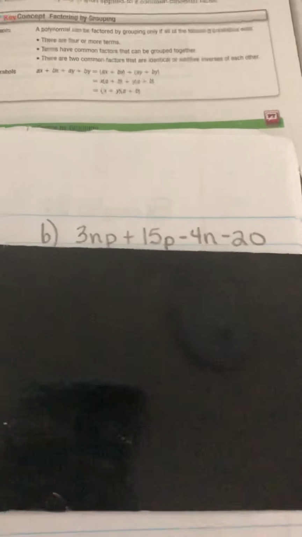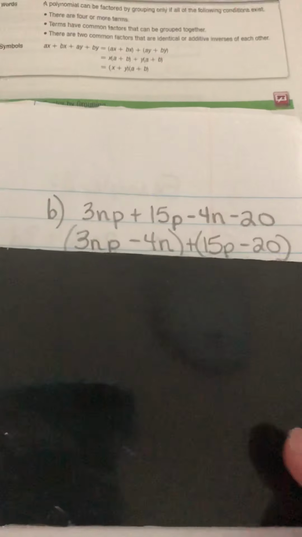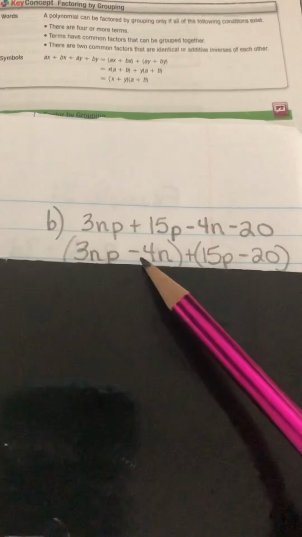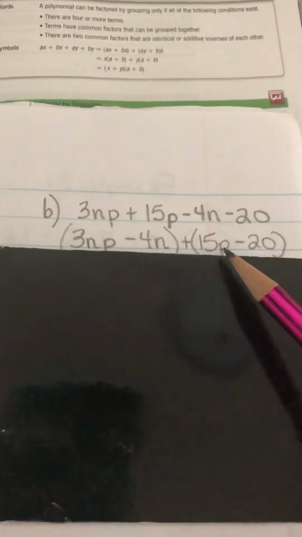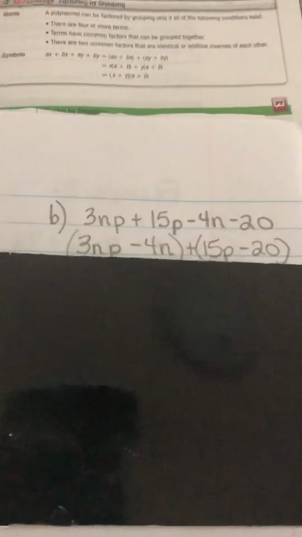Sometimes you'll see that there are a couple options and it will all work out in the end as long as you are finding two pairs that you can pull a common factor out of. It should all work out fine in the end. So I decided I was going to pull the n out of these two, so I grouped them together. And then I was going to take the 5 out of these two, factor out the 5.